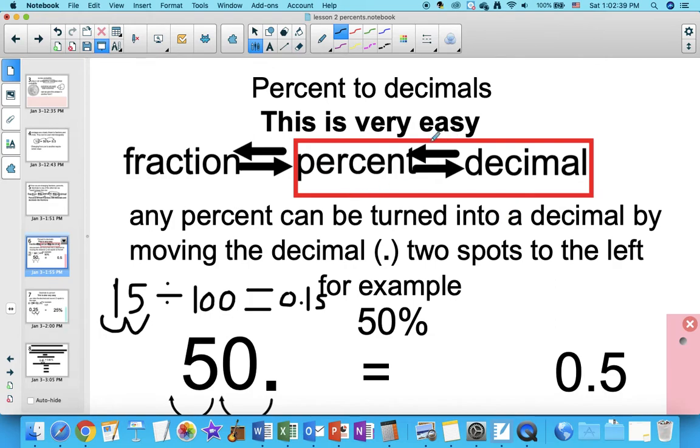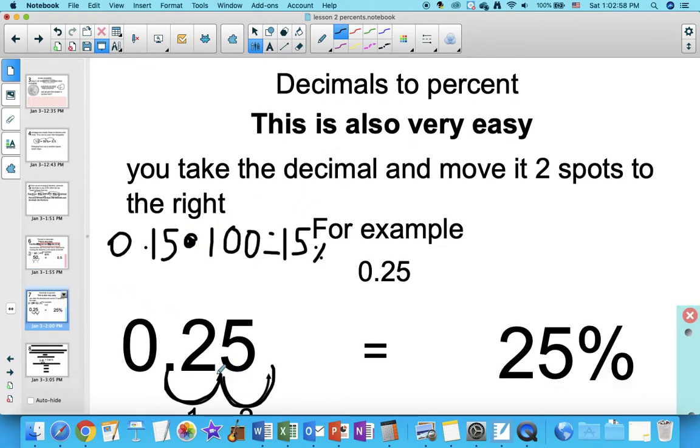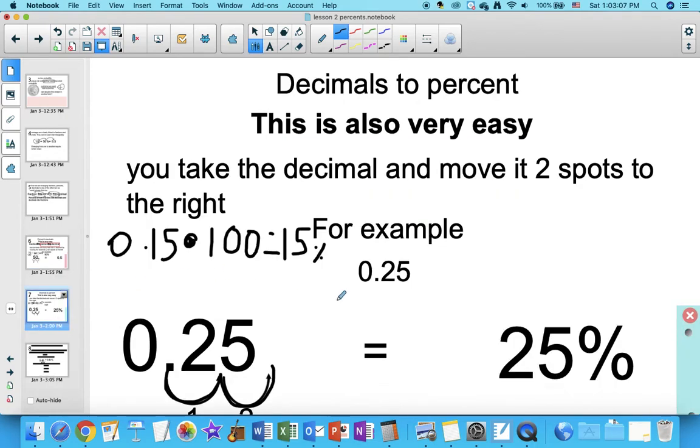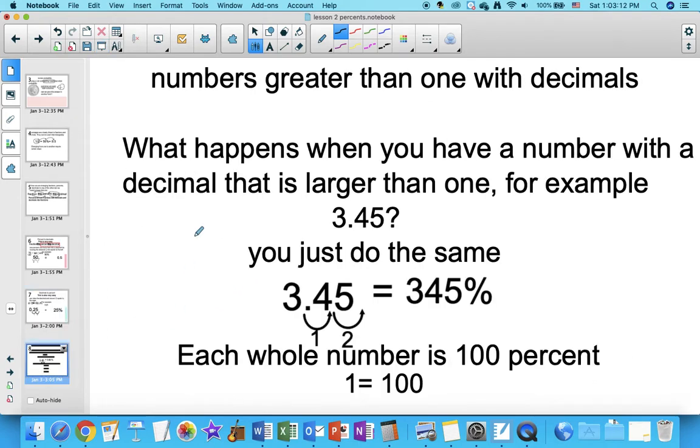So when you look at this rule, going percent to decimal and decimal to percent, super easy. Right? So I just want to reiterate this. To turn a percent into a decimal, you move the decimal 2 spots to the left. To turn a decimal into a percent, you move the decimal 2 spots to the right.